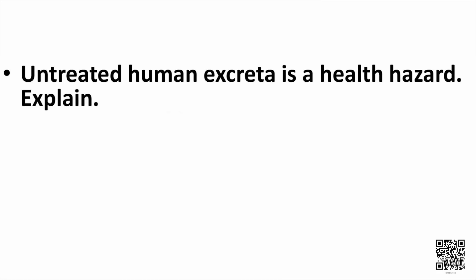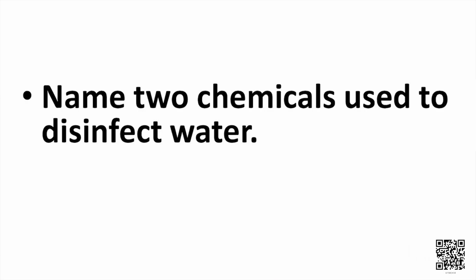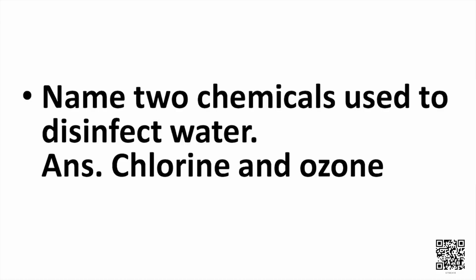It's time for another question, students. The next question is, untreated human excreta is a health hazard. Explain. So to answer it, untreated human excreta can cause a lot of health related problems. It pollutes water, air and soil. The polluted water contains disease causing bacteria which can spread epidemics like cholera, meningitis, etc. Another question, students, which is, name two chemicals used to disinfect water. So to answer this question, those two chemicals are chlorine and ozone.